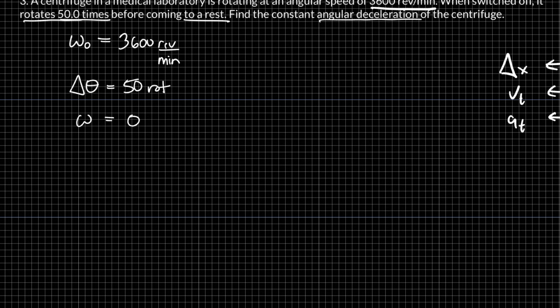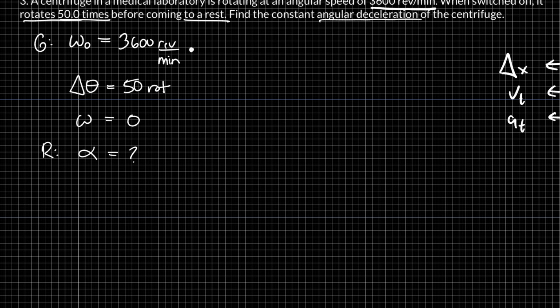Angular deceleration. So they want the angular acceleration. So here's our givens, and our required. We want our angular deceleration. Now that is the alpha symbol. You guys, for the most part, will call that fish. Whatever. All right, so here we go.